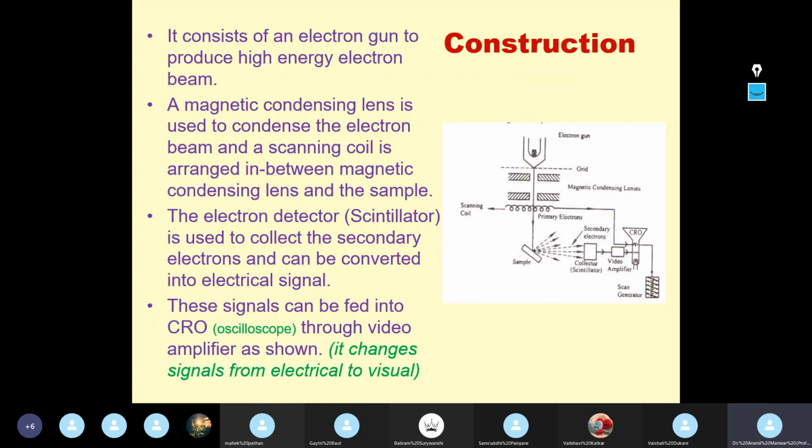Then this amplified signal is fed to the cathode ray oscilloscope, or you can call it the cathode ray tube. The function of the cathode ray tube and the cathode ray oscilloscope is that they can convert the electrical signals to the visual signal. So you get the image. Here you can get a 3-dimensional image. So this is how it works.